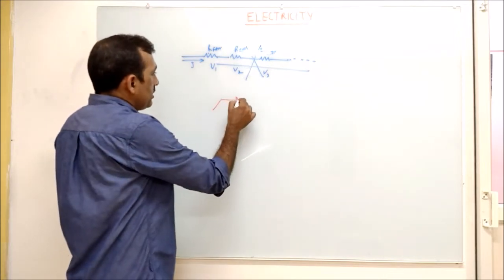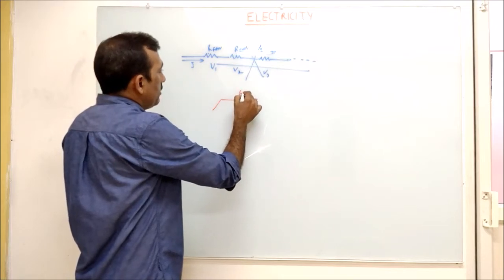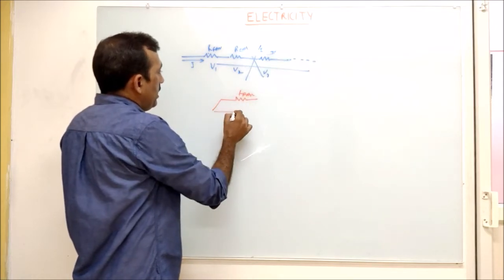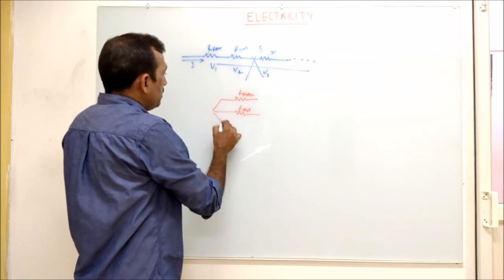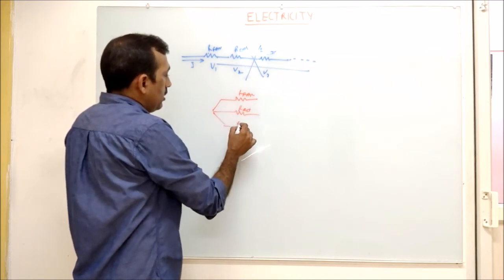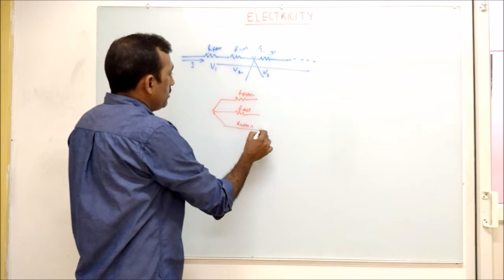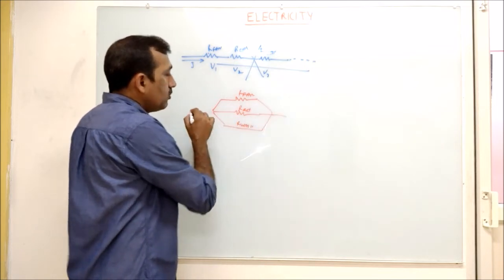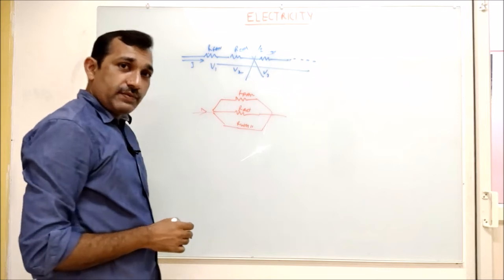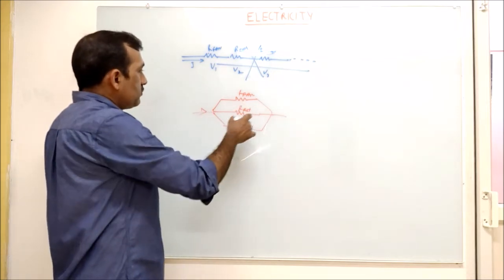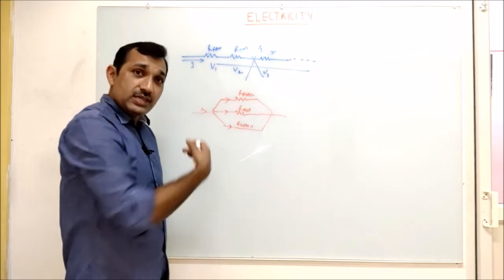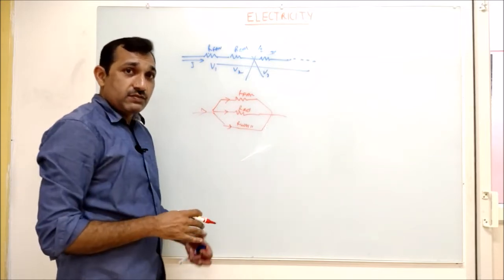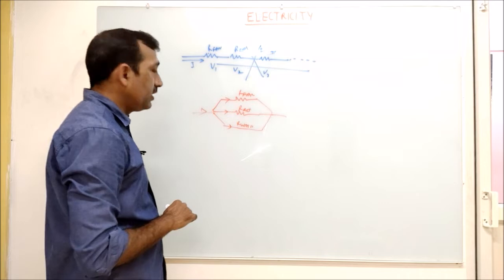But let me see the other case. If this is the fan, R fan, and this is R refrigerator, and then R washing machine. So if current is coming here and all are switched on, then some current will flow here, some current will flow here, and voltage will be the same. So all appliances will be working properly, right?